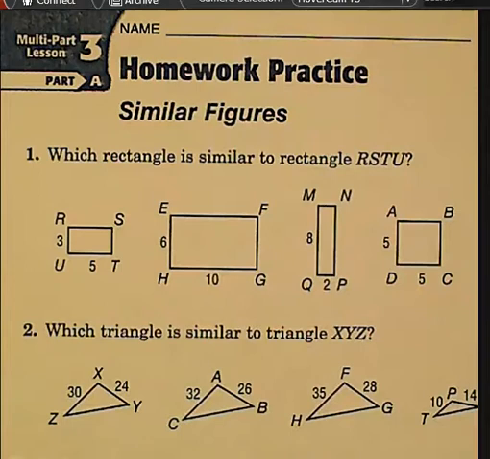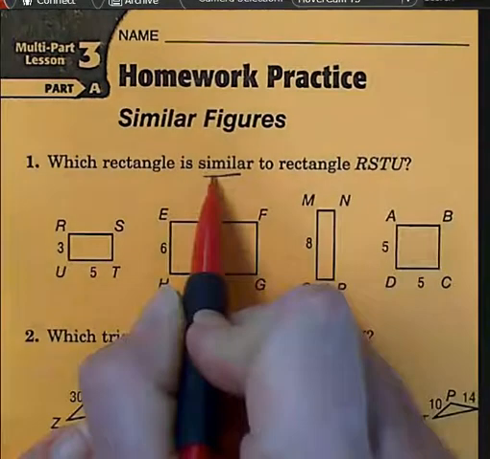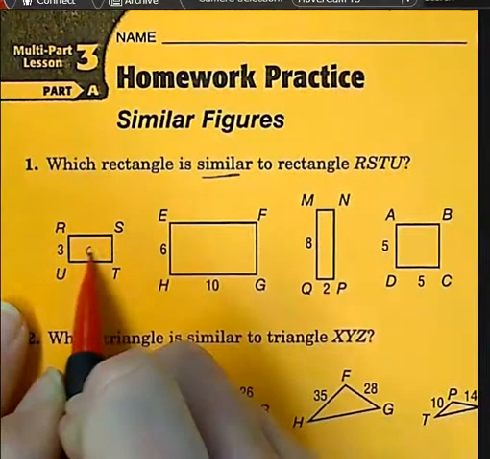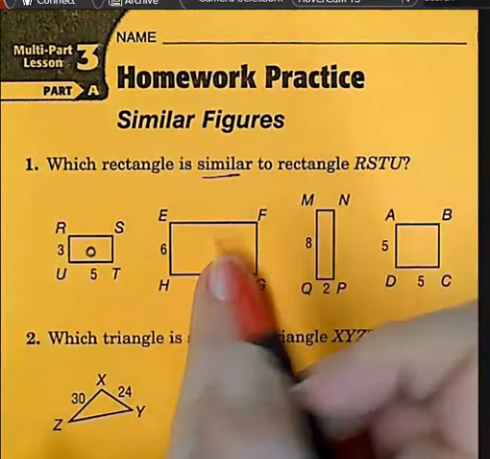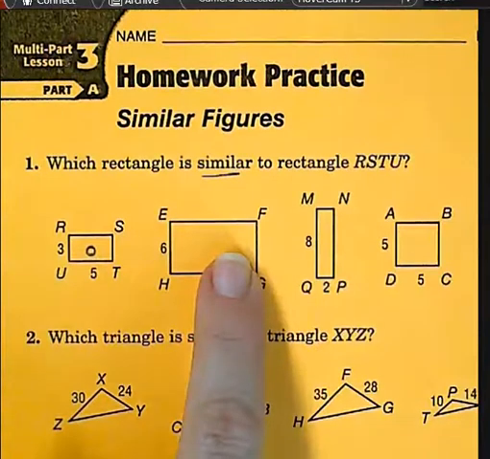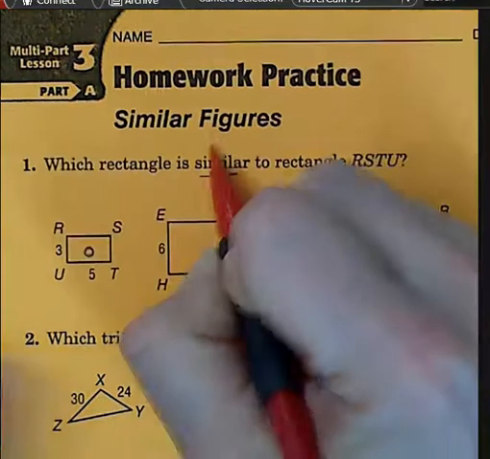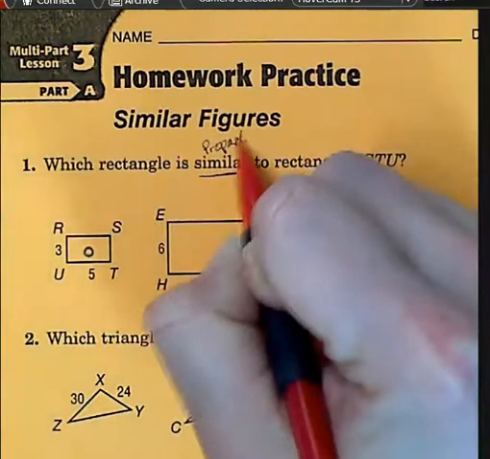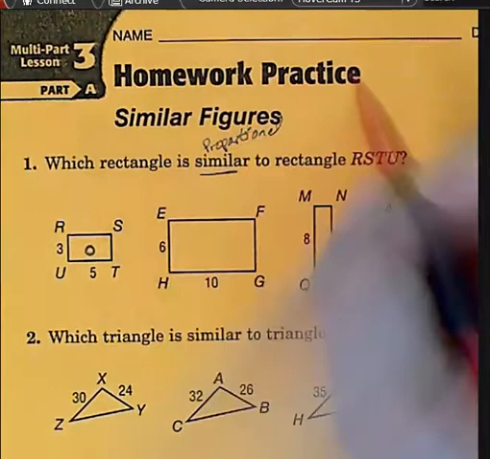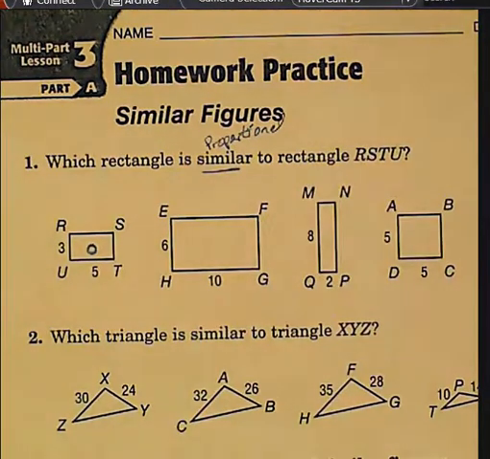All right, so we just went through an example like this on page 294. Now is the part where I should be able to kind of get this on my own. We want to know which rectangle is similar to this one, RSTU. This is going to be our original shape. Wait a minute, what does similar mean again? If they're similar, what do we know about those two shapes? They are proportional. Proportional means they change by the same amount, but they do not have to be the same size. They're either going to get bigger or smaller by the same scale factor.